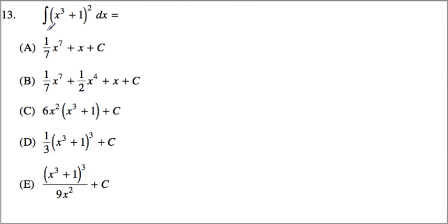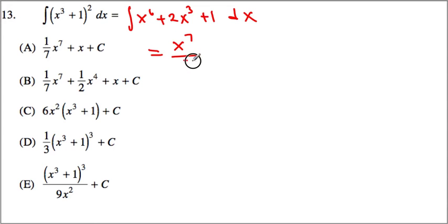How about number 13? In this case, since the exponent is relatively low, what we can do is just expand this one. We end up getting x to the 6th power plus 2x to the 3rd power plus 1, dx. And if you have to integrate each one of them, then we end up getting x to the 7th over 7 plus x to the 4th over 2 plus x plus c. So choice B becomes our answer.